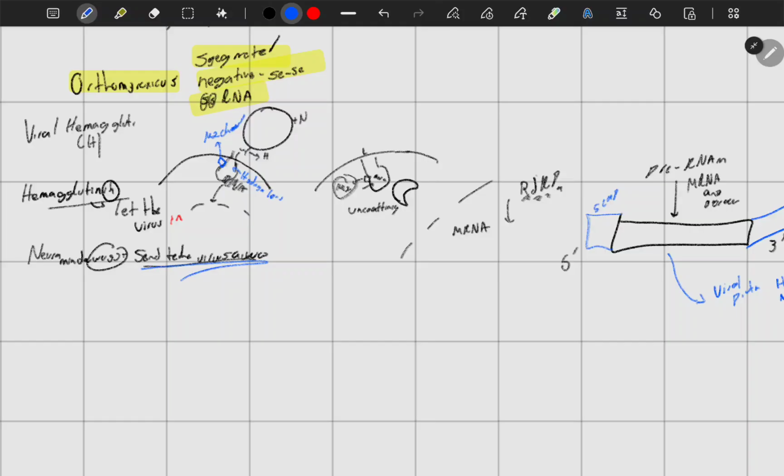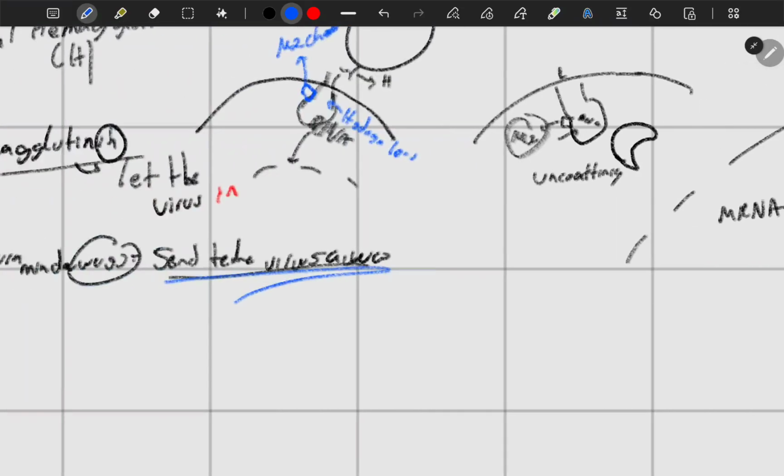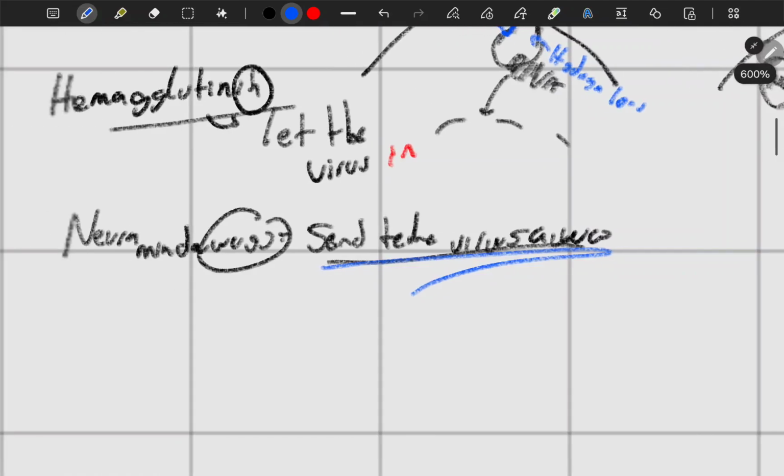It's like an antagonist of this sialic acid, so the neuraminidase won't destroy this sialic acid. So the virus will stay attached, and we have the effect that the neuraminidase will not send the virus away.